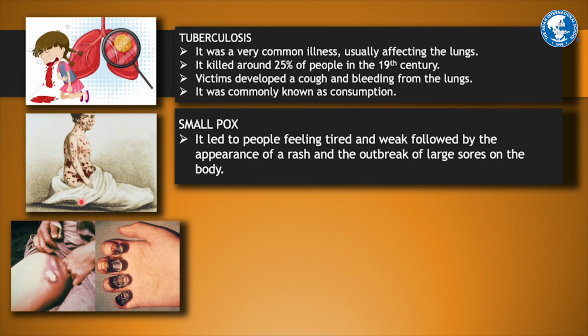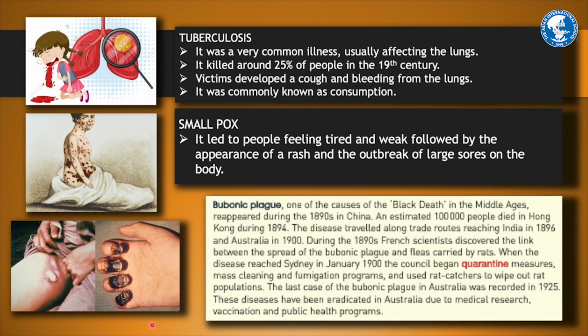So that's smallpox. And the last one, the bubonic plague, was the most common plague. This is when the bacteria travel from a flea bite to the lymph nodes. It causes flu-like symptoms and turns your lymph nodes into painful, swollen balloons called buboes, which can grow to the size of chicken eggs. That's bubonic plague. It's one of the causes of the Black Death in the Middle Ages. The disease traveled along trade routes, reaching India in 1896 and Australia in 1900. Thankfully, these diseases have been eradicated in Australia due to medical research, vaccination, and public health programs.